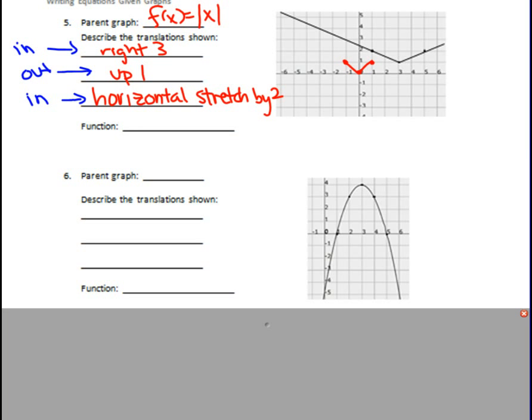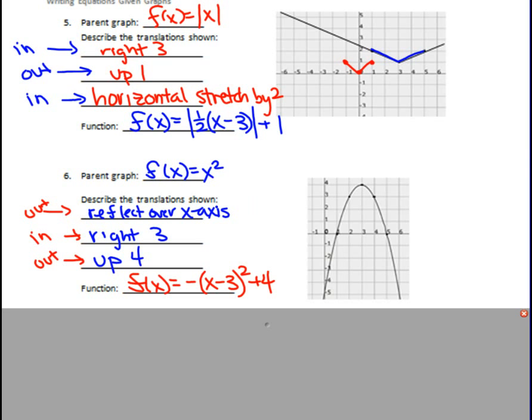Now, this one's going to be tough, so I'll put up the answer to the last one in a second, but I want to talk about this one. I want you guys to notice that our x's are getting further apart, so that means that it's going to be a horizontal stretch by 2. So make sure you have that horizontal stretch by 2 when you guys are writing your equation. So try to write your equation, and I'll put up the answer here.